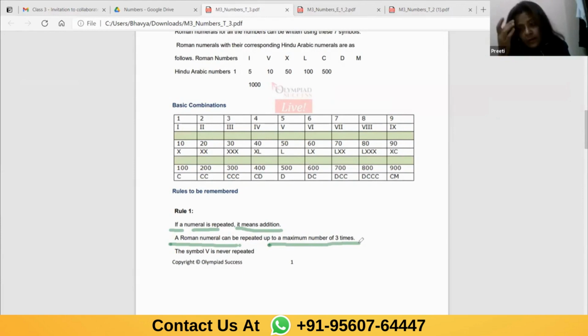Ma'am, if I want to make 30 in Roman numerals, what do I have to do? Okay, what is the symbol of 10? The symbol of 10 is X. Okay, so X plus X plus X means what? 10 plus 10 plus 10, 30. So we have to add. If I'm repeating the symbol, Alarika, that means addition itself. Okay, we have to add the Hindu-Arabic values of the Roman numerals.